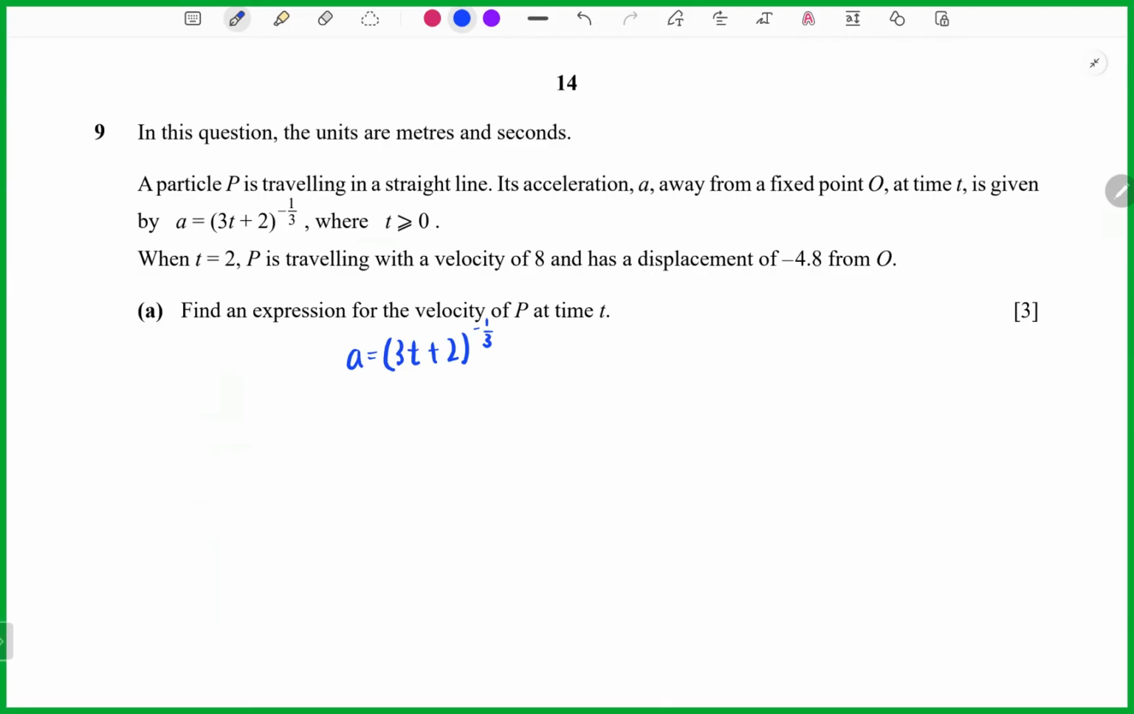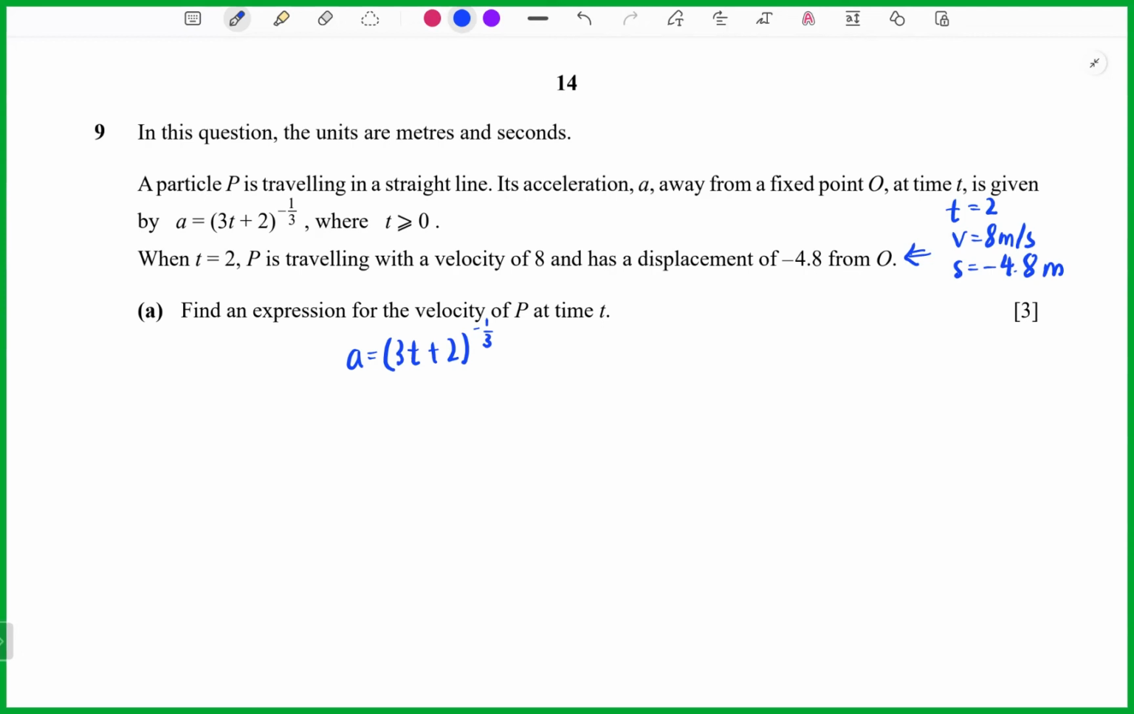When t equals 2, P is traveling with a velocity of 8. Now, this is very important information. When t equals 2, the velocity equals 8 meters per second, and the displacement equals negative 4.8 meters. Okay, let's see part A. Find an expression for the velocity of P at time t.